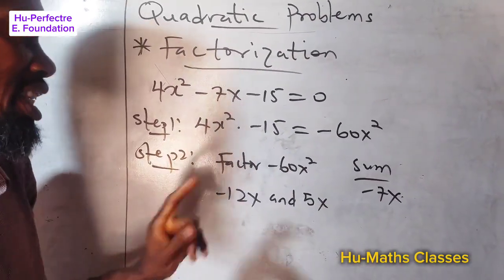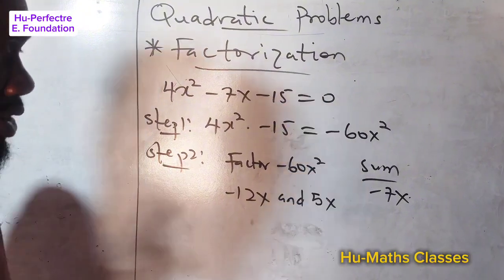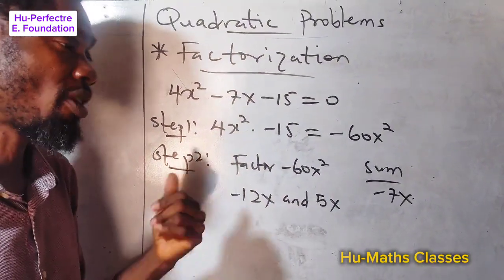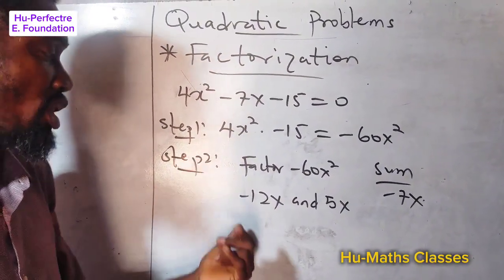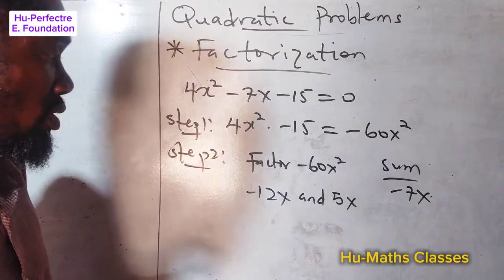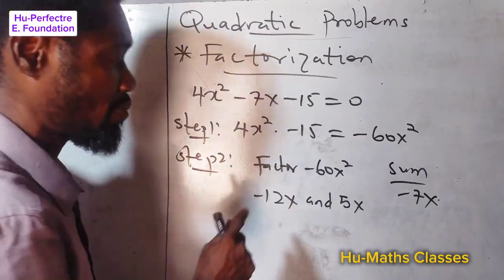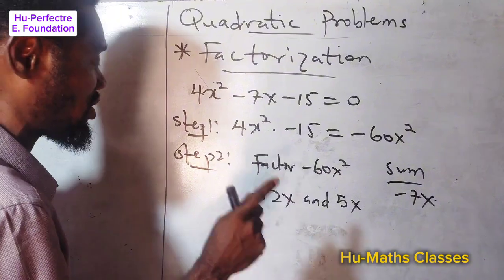I am not multiplying these variables, I am adding them up. So you should be careful when dealing with this type of problem, because sometimes we end up multiplying them and having a wrong result. So this is minus 12x plus 5x. Your answer is minus 7x.